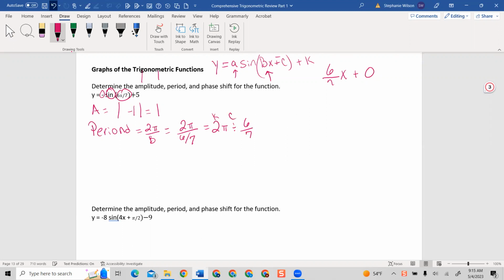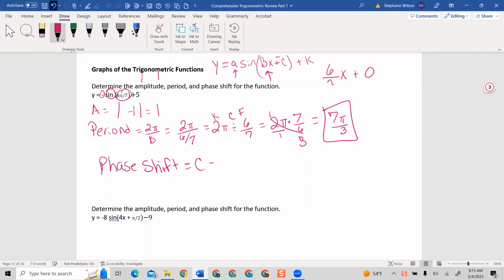We're going to flip. So it's 2 pi times 7/6. The 2 and the 6 reduce, and now I got 7 pi over 3 for my period. All right, and then the phase shift again is c, which is 0. So that answers all of this. Okay.